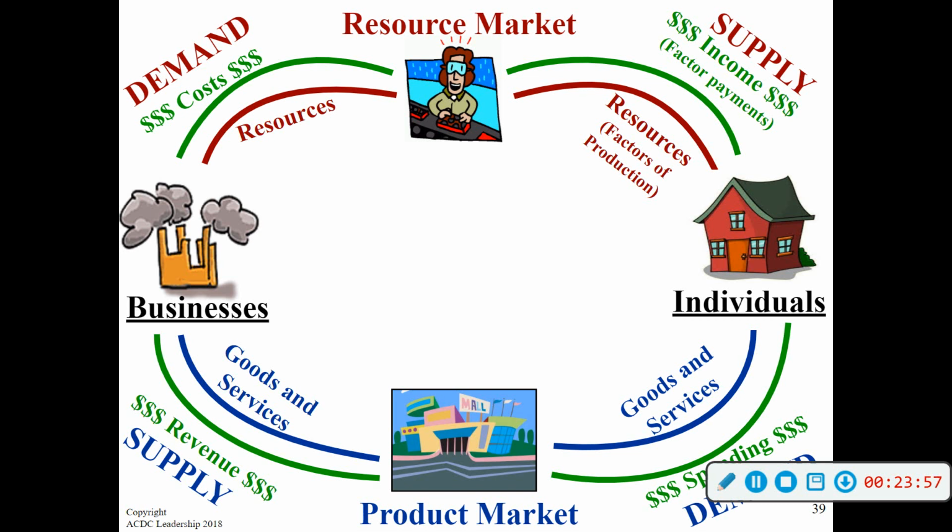Green is money, because money is just going to go back and forth between individuals and businesses. Businesses have a cost, which they pay as a wage to individuals, which is in the form of income. Individuals spend money, which turns into revenue for the businesses. Businesses a lot of times are called firms in micro. So businesses and firms is another interchangeable term.